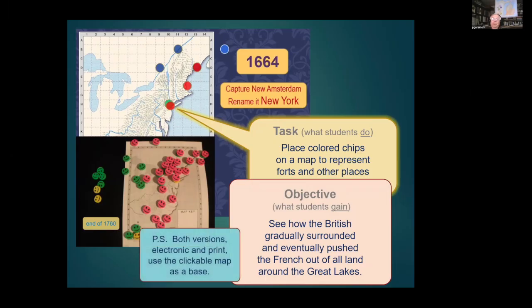And there are 2 versions of this. One of them's electronic, and one of them is a print version, in which they're actually putting physical ships out there. They use the clickable map as the base, so students can link this colony placement with some of the other environmental characteristics of the different parts of the colonies.